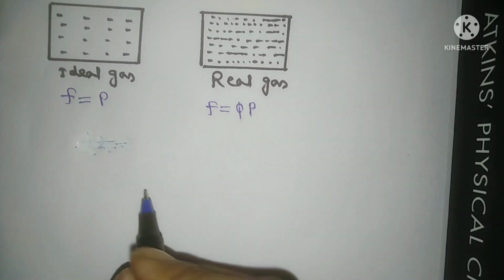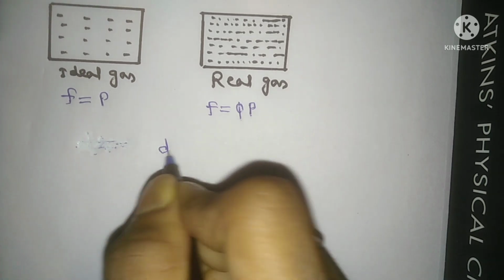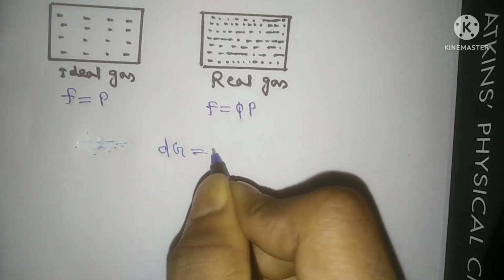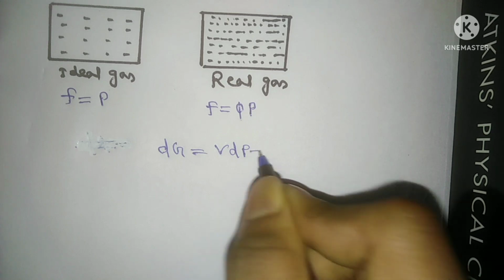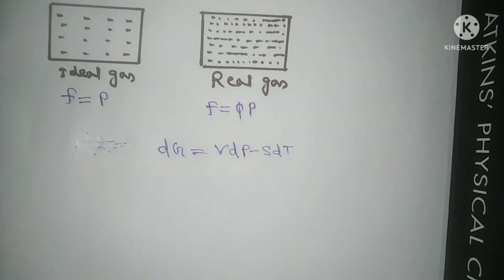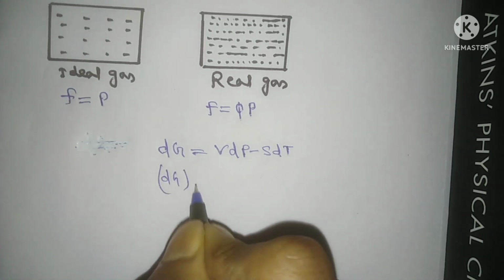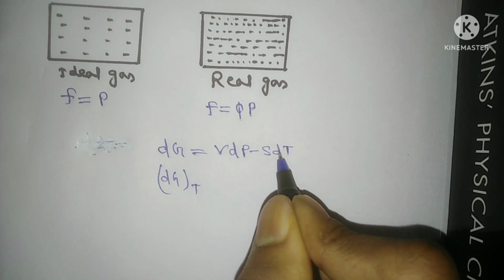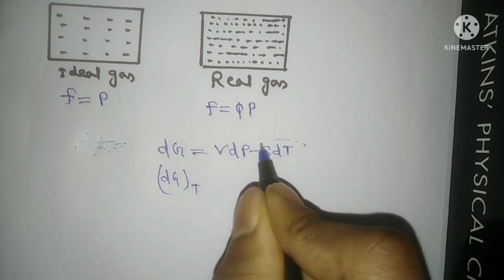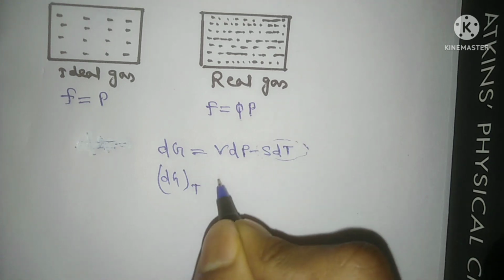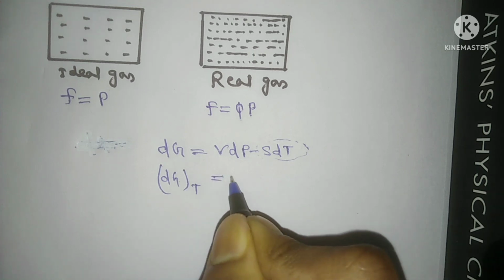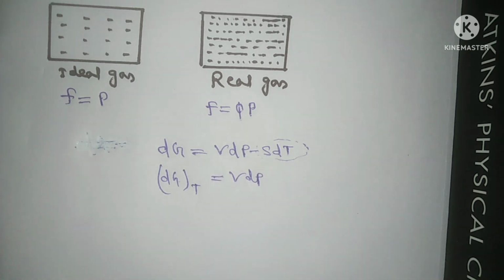Now we all know that the equation of free energy is given by dG equals V dP minus S dT. We are not going to discuss why dG is equal to V dP minus S dT. At constant temperature, the dT term will be equal to 0, so this whole term is equal to 0. Then dG will be equal to V dP.